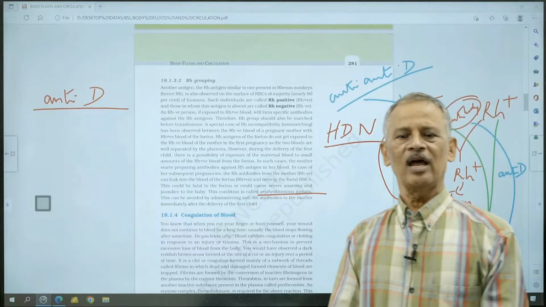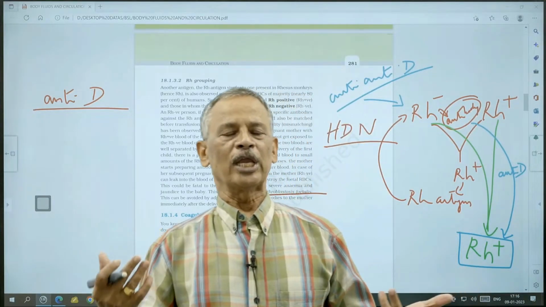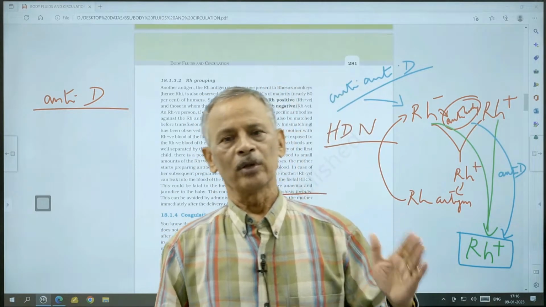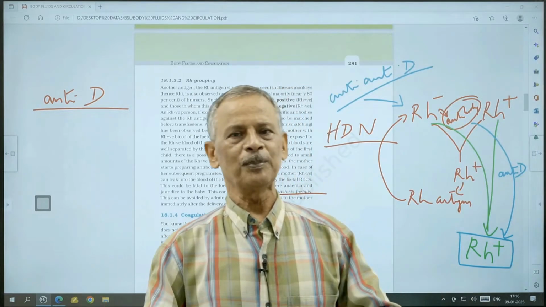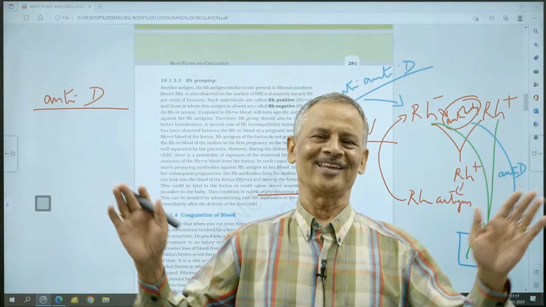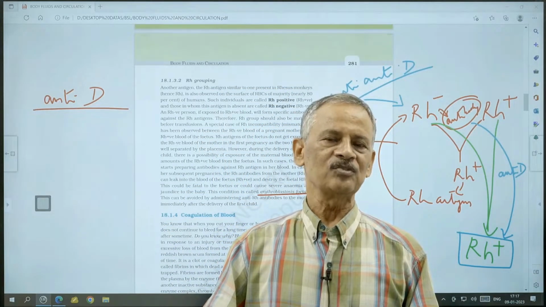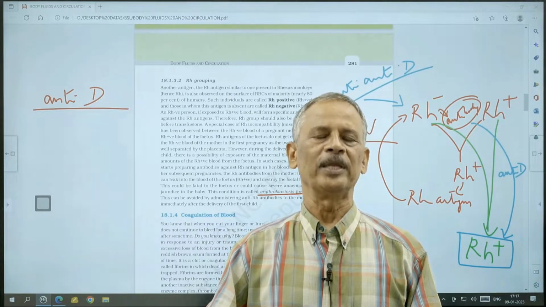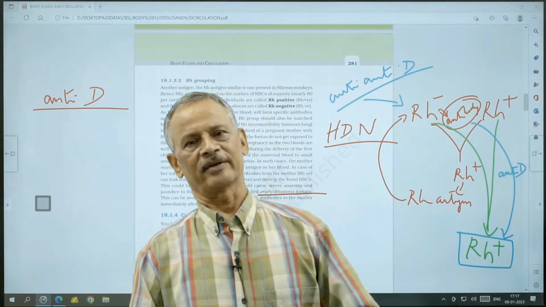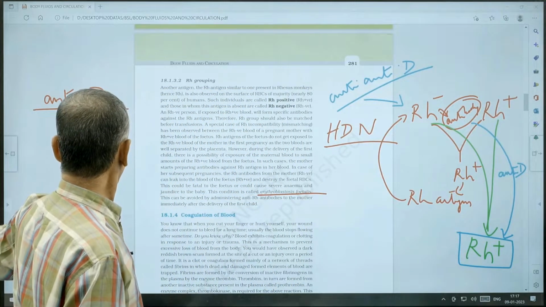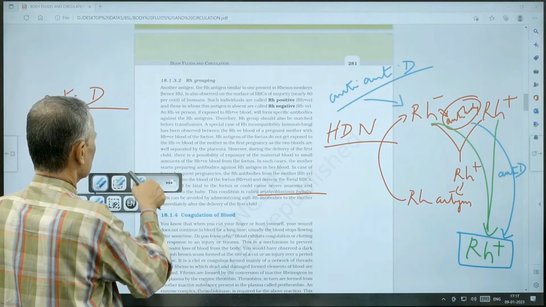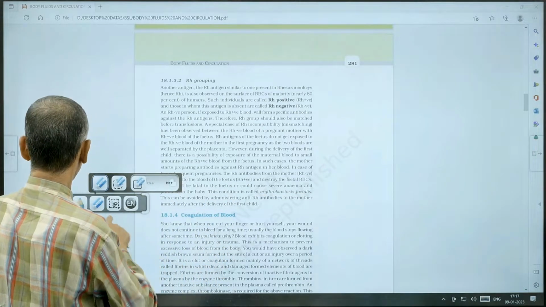So understand that all of us belong to an ABO group as well as an RH group. So A positive, A negative, B positive, B negative, AB positive, AB negative, O positive, O negative. So based upon these two blood grouping patterns, 8 types of blood groups are there. Is that clear?